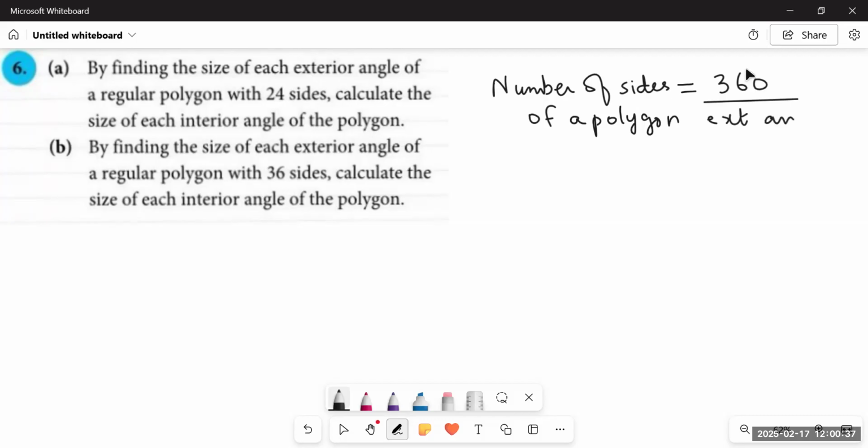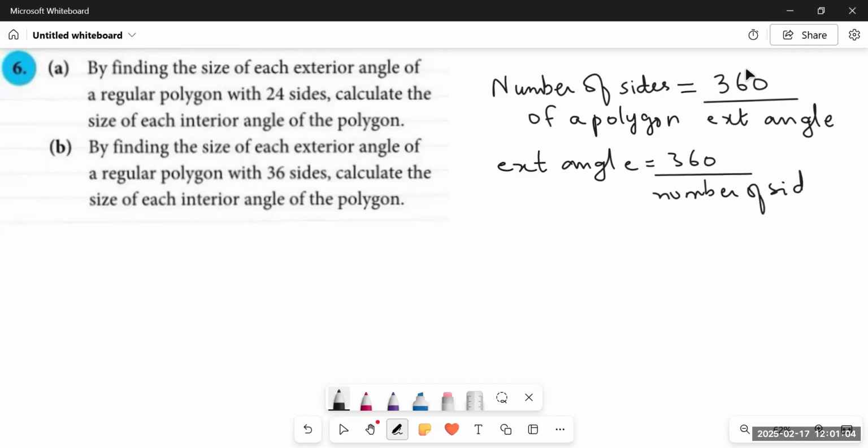Right? So let's say we are not provided with the exterior angle and we have to find out the exterior angle, and we are given the number of sides of a polygon. So what will happen? This formula would become like this: exterior angle is equal to 360 upon number of sides. So it means the same formula we are going to use, be it given the exterior angle or the number of sides.